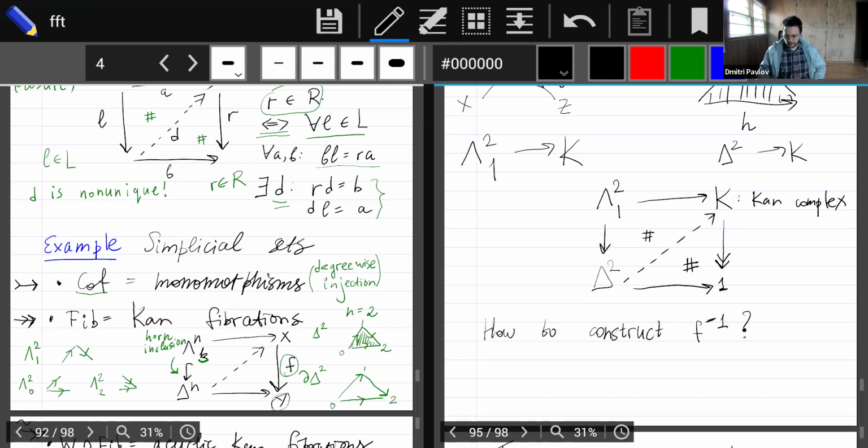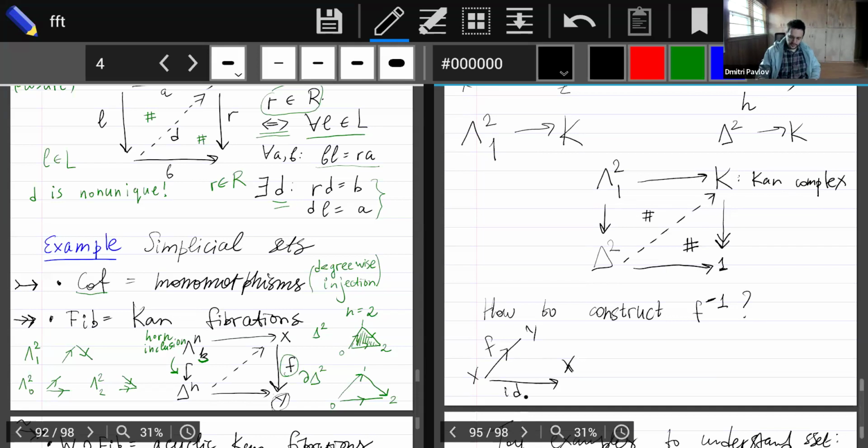Well, imagine you have a morphism F from X to Y. What I'm going to do now, I'm also going to consider the identity morphism from X to X. So this is identity. What's called the identities are just degenerate one simplices. So identity on X is simply the degeneration of the vertex X. Any vertex can be degenerated to a one simplex, and this gives you the identity morphism on this vertex.